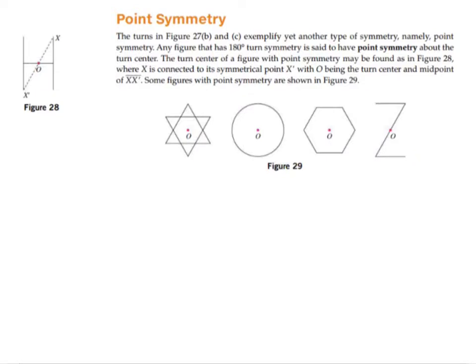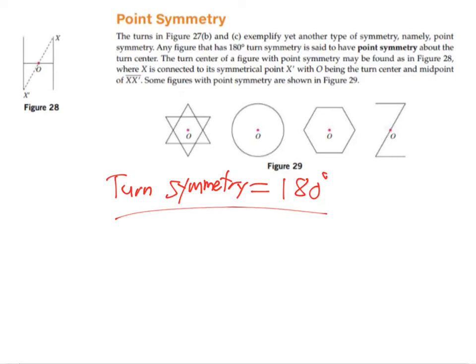All right, and then point symmetry, simply put, if you have rotation, put it this way, turn symmetry equal to 180. That's it. All those fancy words, they could just say that. I don't know what they're saying in this whole thing, but that's it.